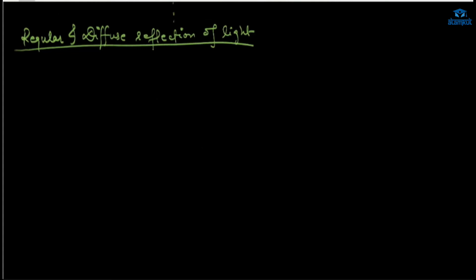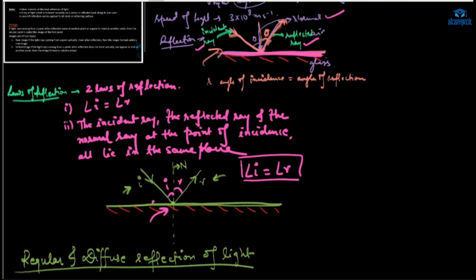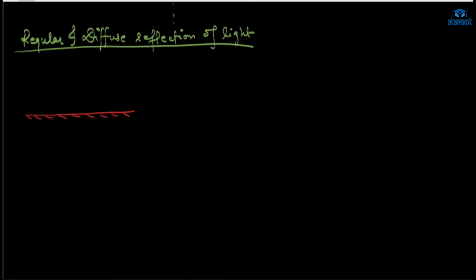If the surface is not smooth and it's rough, then the reflection that we experience is diffuse. It means there is an irregular reflection of light, like this. This is our regular surface. So when light falls on it, then we experience a regular reflection of light.